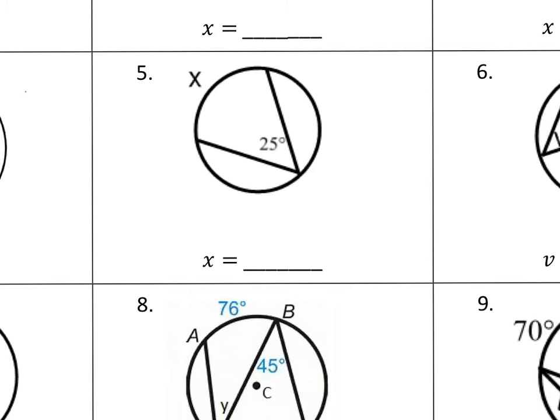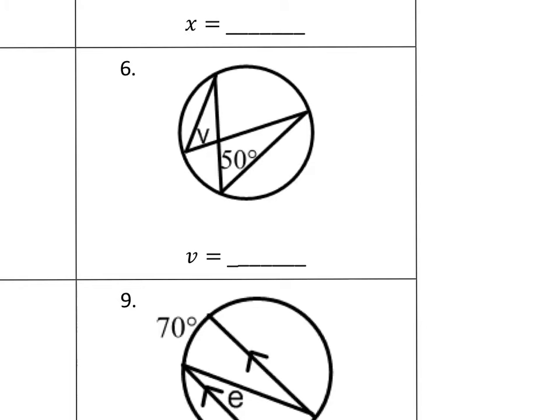Next one's very straightforward. We have an inscribed angle here, 25 degrees. I'm looking for the intercepted arc. I know it's going to be double that measurement. So x is 50.